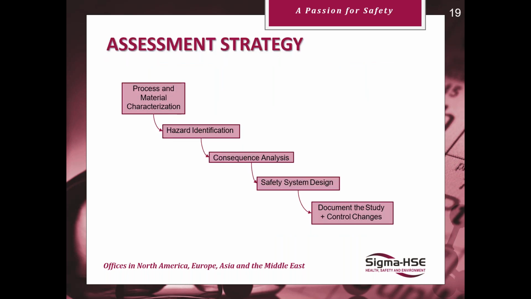So again, this is just kind of the timeline. You've got a process and material characterization: what you want to make, what you want to make it from, and how you are going to do it. Next stage, what kind of hazards you've got, identify those and what the consequences are. Next, how you design out your system to plan for those issues, and then document it and implement.